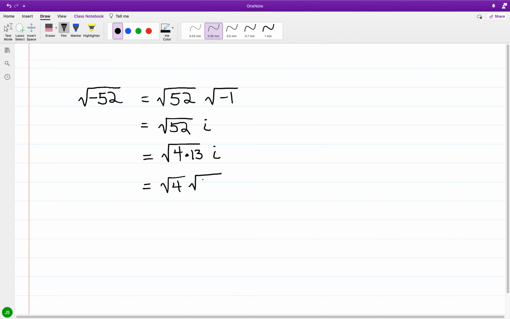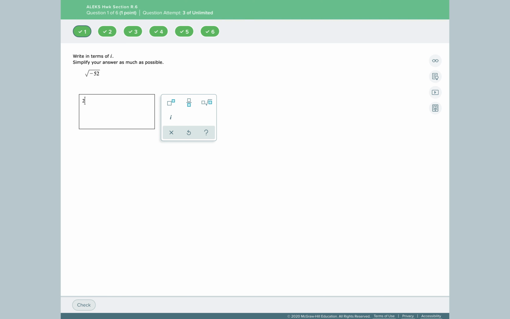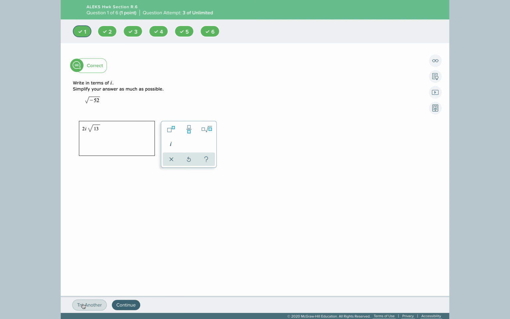Looking at what we have thus far, we make that the square root of 4 times the square root of 13 times i. The square root of 4 becomes 2. Then we have times the square root of 13 times i, and you can also write that as 2i times the square root of 13. And going back and checking the results, it is correct.